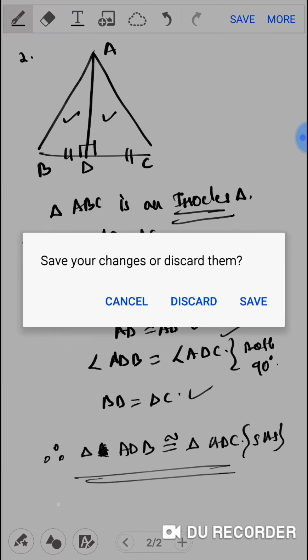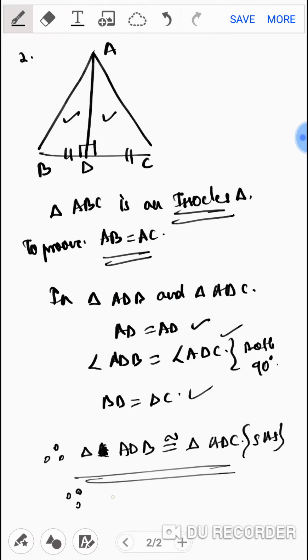Hence you can write, therefore AB is equal to AC. And once you have proved, you can write the reason by CPCT. Once you have proved that the two triangles are congruent and you have also proved that AB is equal to AC, that's what we required.